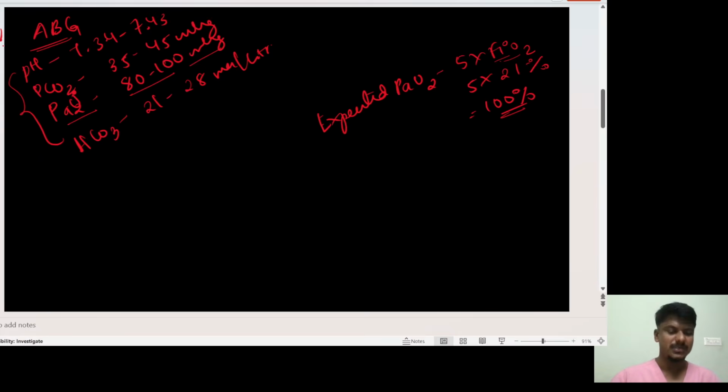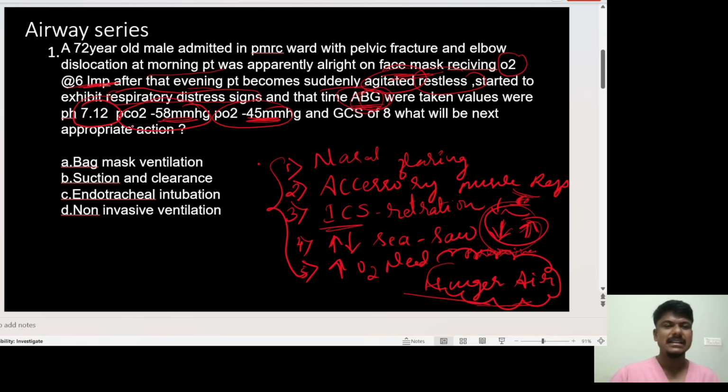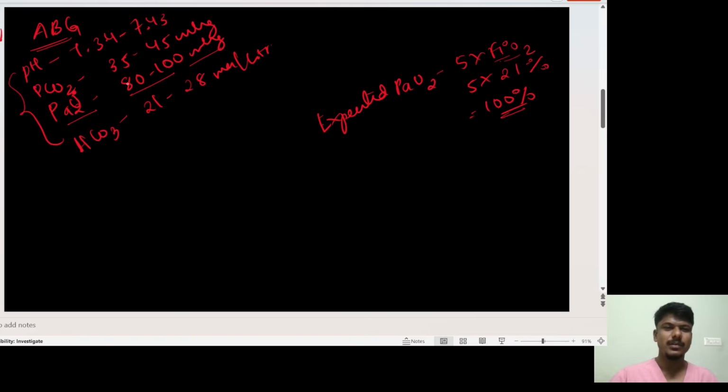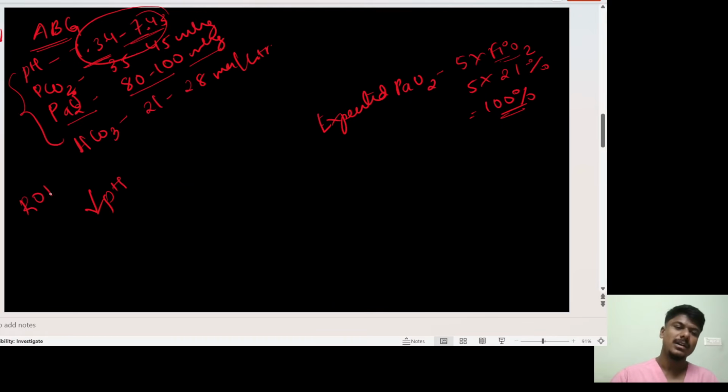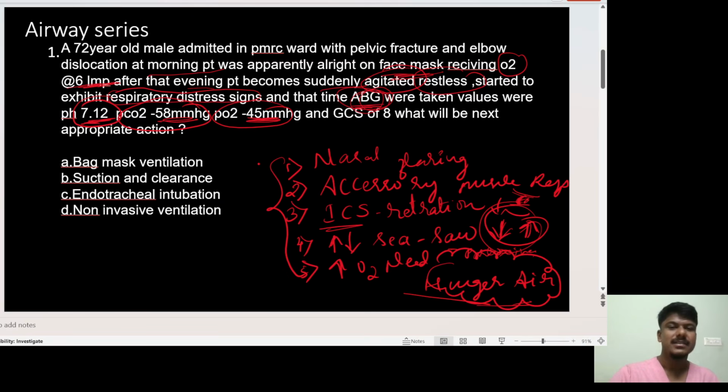So coming to the question, what is deranged here? pH is deranged. pH is 7.12. Our normal pH is 7.34 to 7.43, so pH is coming down. All of you know ROME: Respiratory Opposite, Metabolic Equal. pH is going down and PCO2 is getting raised. You can see PCO2 is 58 mmHg.